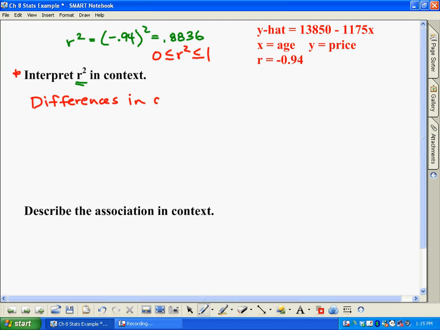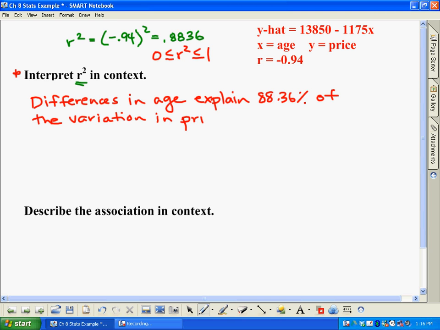So our x variable is age, so differences in age explain, and then it's a certain percentage here, and that percentage is based on r squared. So this number up here as a percentage would be 88.36% of the variation in whatever our y variable is. Well, what is our y variable in this case? Our y variable is price. So that's what interpreting r squared in context would mean in this case.